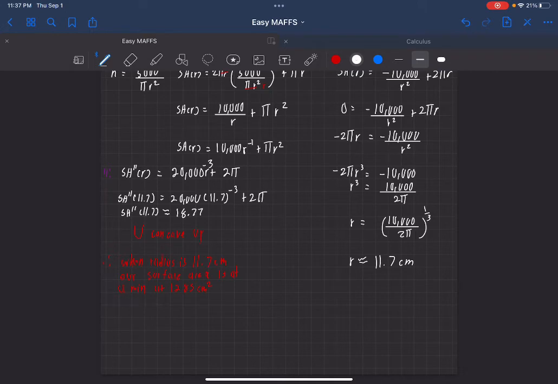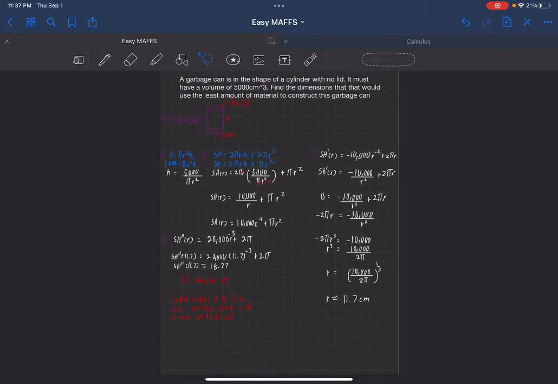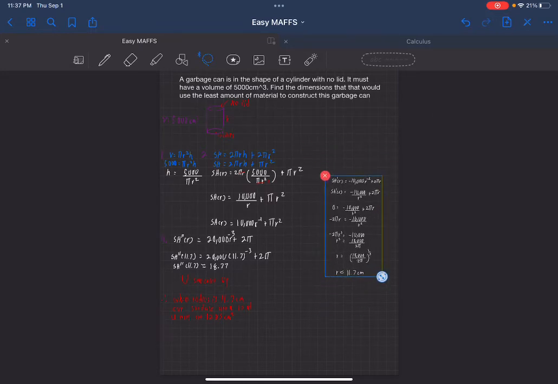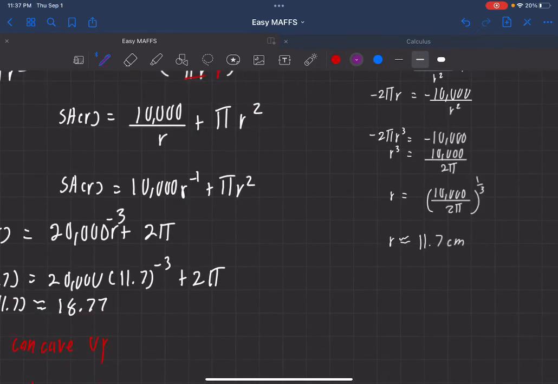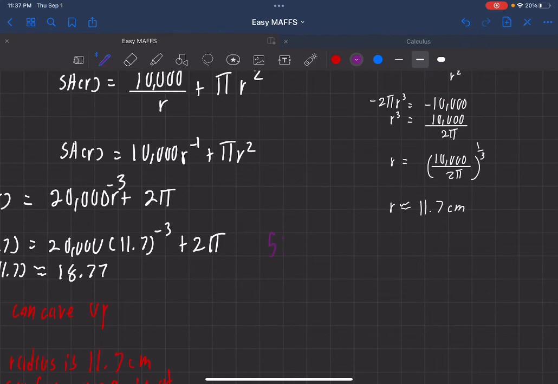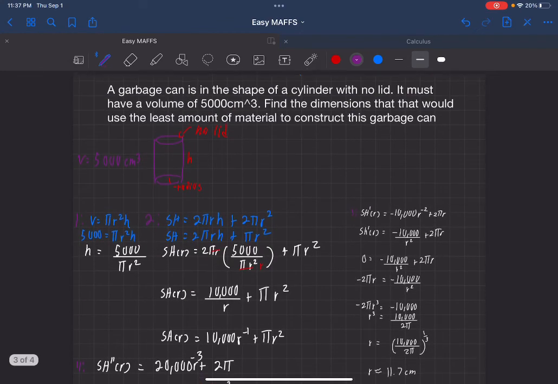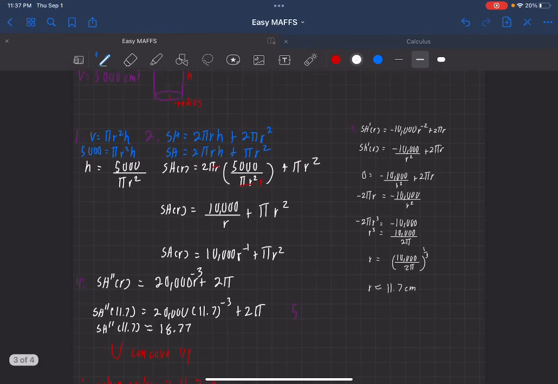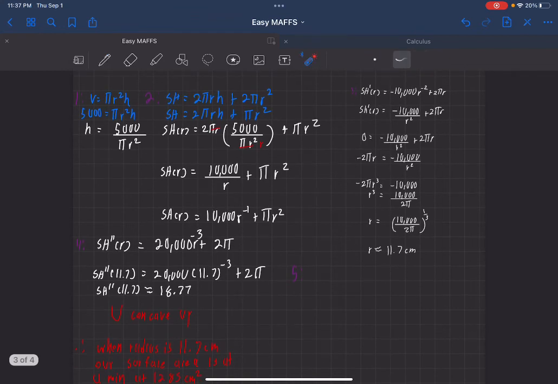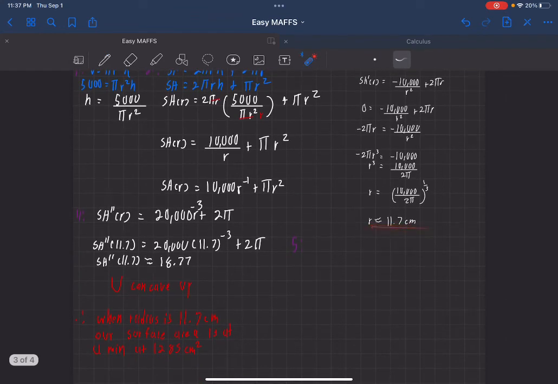All right, so let's just make this a little smaller so we have space to do the next step. So let's resize this. All right. So step number 5. Remember, the question is asking us for the dimensions that would use the least amount of material to construct this garbage can. Well, we already have one of the dimensions that would use the least amount of material, right? And that is our radius when our radius is equal to 11.7 centimeters.